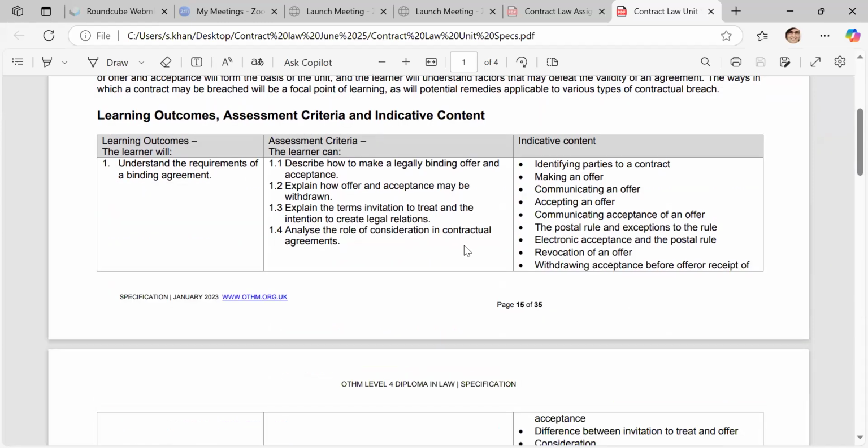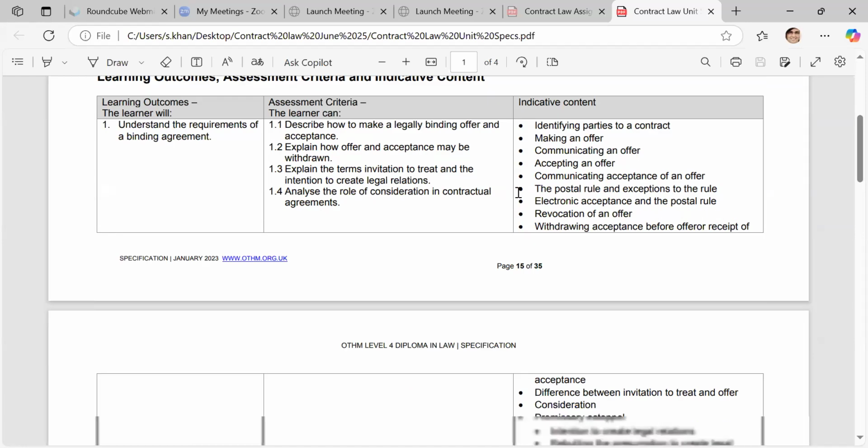The first learning outcome is understanding the requirements of a binding agreement. Here we look at the AC, which is the assessment criteria: 1.1, to describe how to make a legally binding offer and acceptance. 1.2, explaining how offer and acceptance may be withdrawn. 1.3, explain the terms invitation to treat and the intention to create legal relations. 1.4, analysing the role of consideration in contractual agreements.